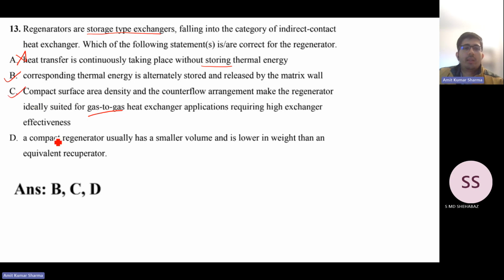C is also correct. D, a compact regenerator usually has a smaller volume and is lower in weight than an equivalent recuperator. So it is also correct, because if we are using a compact one, then the weight is going to be small, compared to the equivalent recuperator. So B, C, and D are correct.